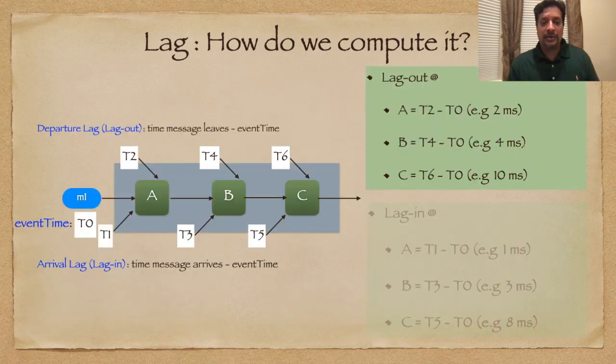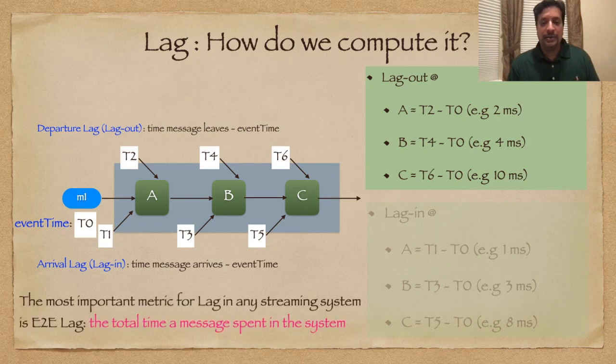While we talked about arrival lag, there is another type of lag called departure lag. So departure lag is calculated when messages leave nodes. So similarly to arrival lag, we can compute departure lag. The most important metric for lag in any streaming system is called end-to-end lag. That is the total time a message spent in the system. It is very easy to compute end-to-end lag because it's simply the departure lag at the last node in the system. Hence, it's the departure lag at node C.